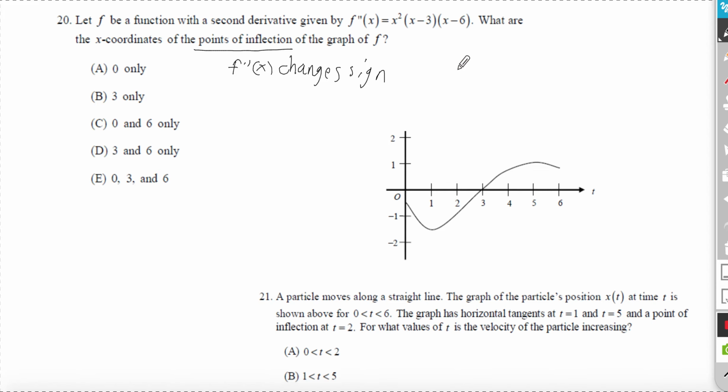Well, I'm already given the second derivative, so let me just go ahead and do a sign chart for my second derivative. All right, what are my zeros for my second derivative? Because a sign chart will tell me where that second derivative changes sign, if I can do this right. So my zeros are at 0, 3, and 6. I'm going to put 0, 3, 6. I'm going to write down my factors, including any power.